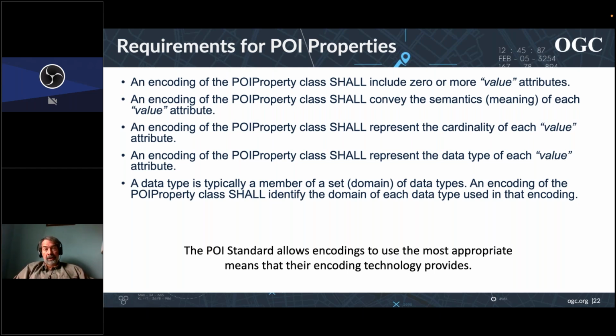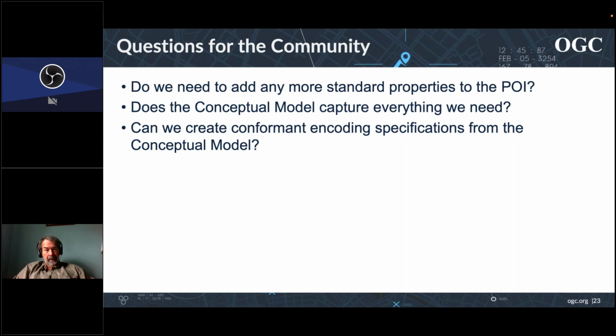So one of the things that comes out of this is whether this is actually the most effective and efficient way of capturing POI properties. And for that, we need implementation experience, which is one reason why we're here today. And next slide. So I'm going to wrap it up with a couple questions for the community, largely driven by our GeoJSON experience.